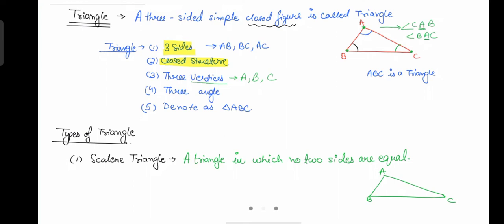So if I talk about it like this, then one angle is this, that is BAC, another one is ABC, and another one is ACB. So I can write that there are three angles. One is angle ABC, then there is angle BCA, and also there is one more angle, that is angle BAC.